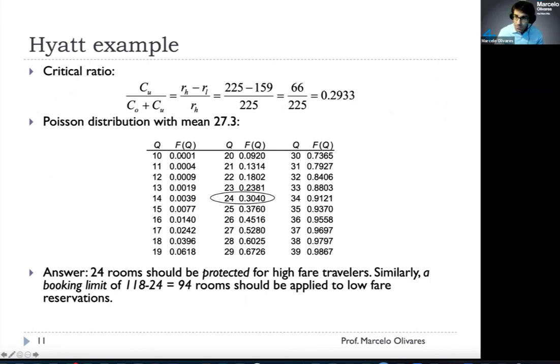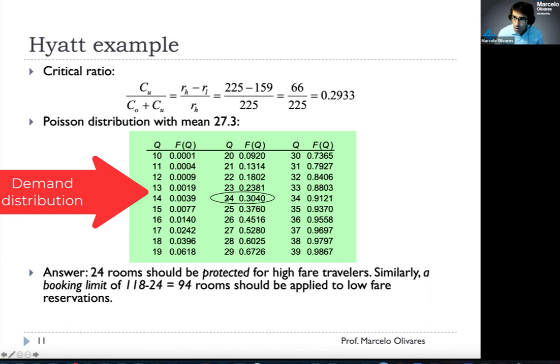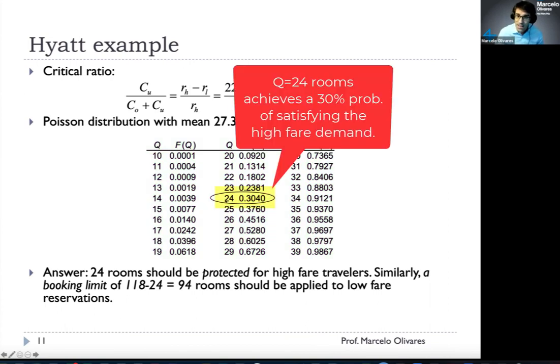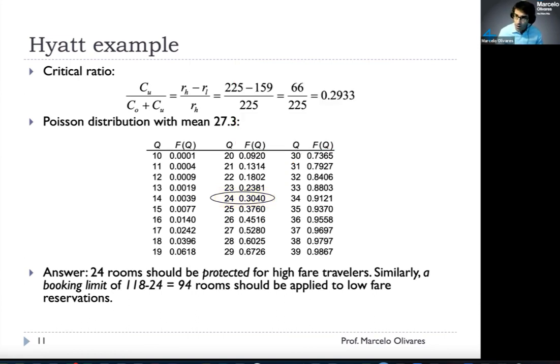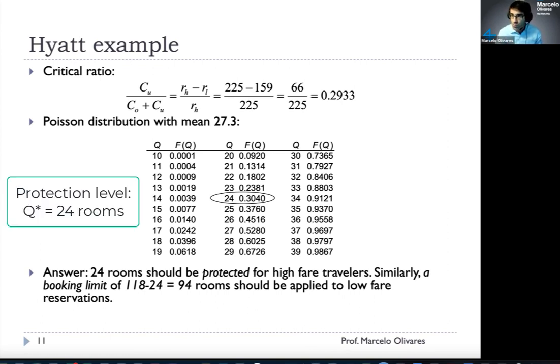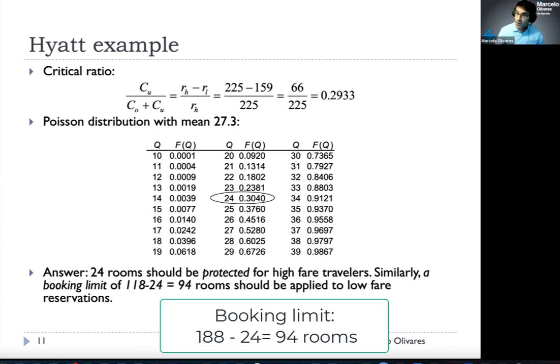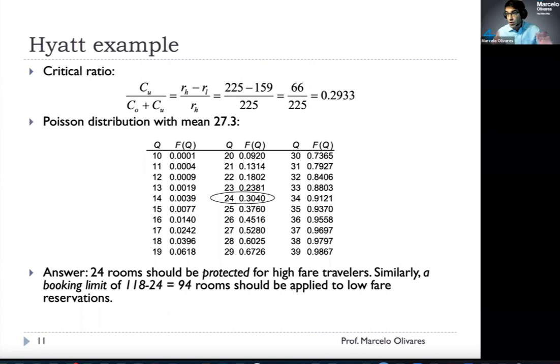Okay. In this particular case, when you look at the histogram and the distribution of the demand, you see that if you protect 24 rooms, you'll satisfy all the demand from the high value customers with probability 30%. Therefore, this model suggests that you should protect 24 rooms. Protecting 24 rooms means that you will have a booking limit of 94 for the low fare. To implement this, you start with low fare, you sell. When you start reaching 94, you tell the customers only a few units left. When you reach 94, the low fare disappears, you jump to the high fare.